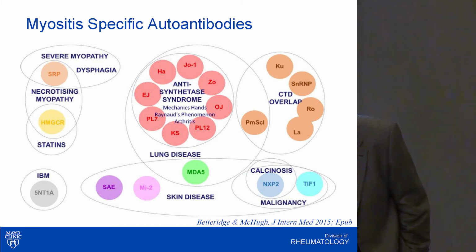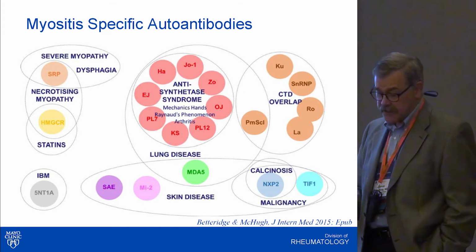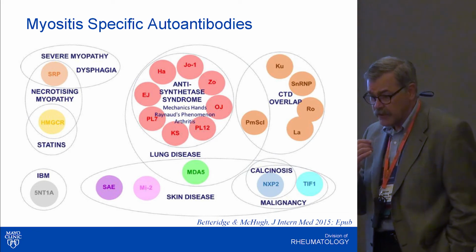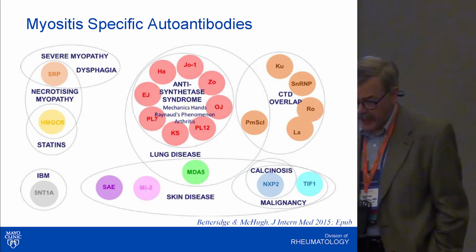There are some that are seen in overlap connective tissue disease with lupus and other patients who have myositis and lupus or other things. This SRP is associated with severe myopathy and swallowing difficulty. Both SRP and the HMG-CR antibodies are associated with this necrotizing myopathy. There has been one identified in inclusion body myositis, and not everybody with IBM gets it. It can show up in a few other autoimmune diseases, including Sjogren's syndrome, where there's inflammation of the glands making secretions.